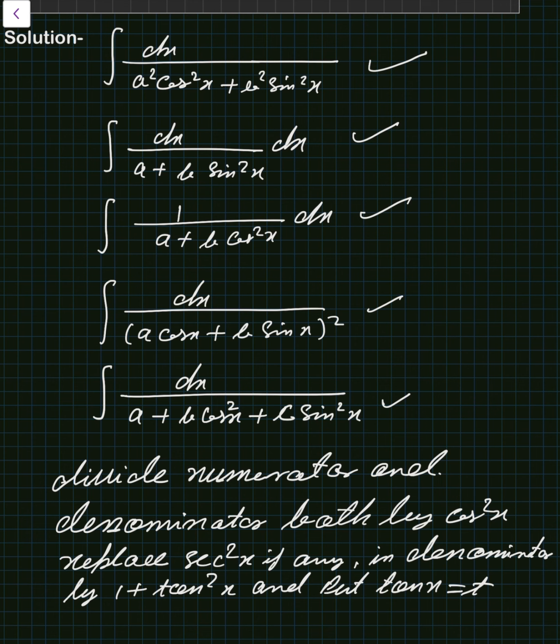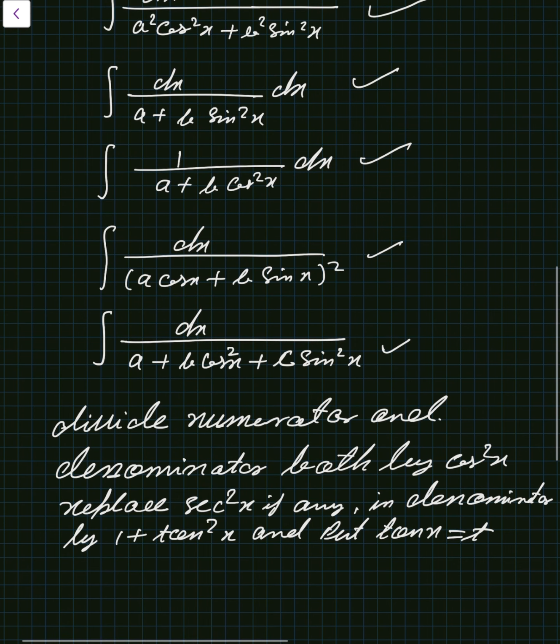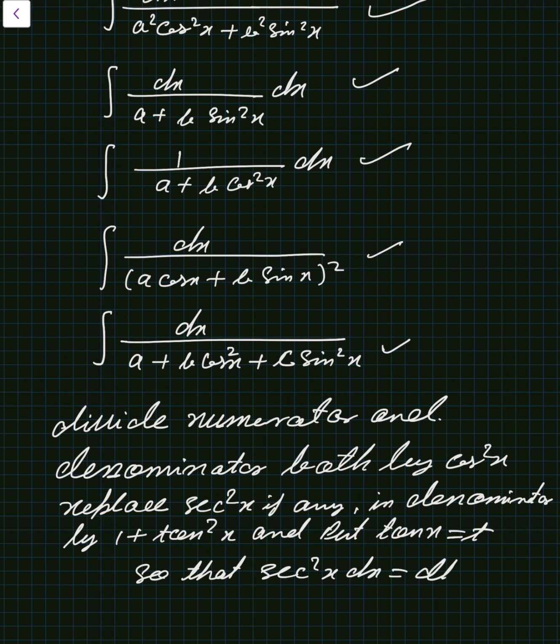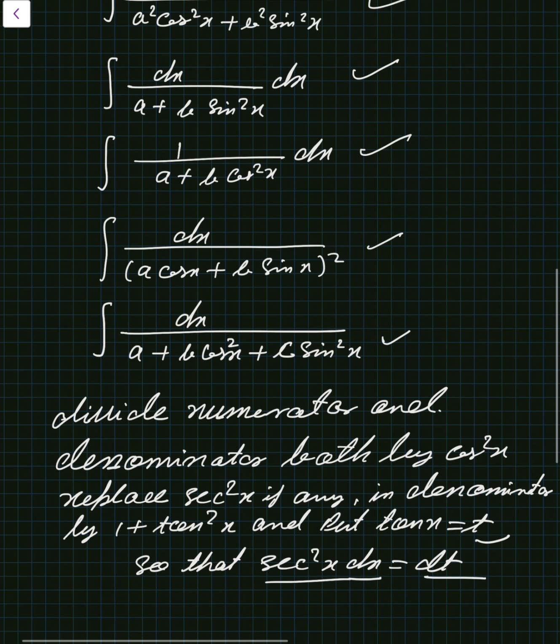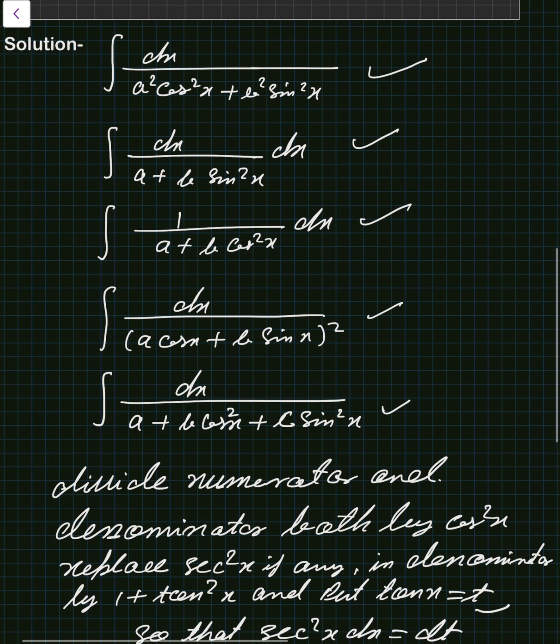So that sec square x dx is dt. Tan x is replaced by t and sec square x dx is replaced by dt, and then solve. After that, again put tan x equal to t. So we will discuss problem number 1 and after that problem number 2 one by one.